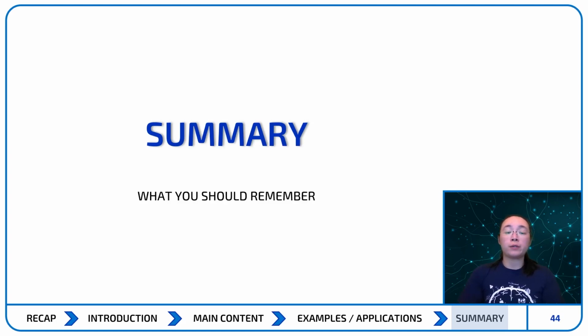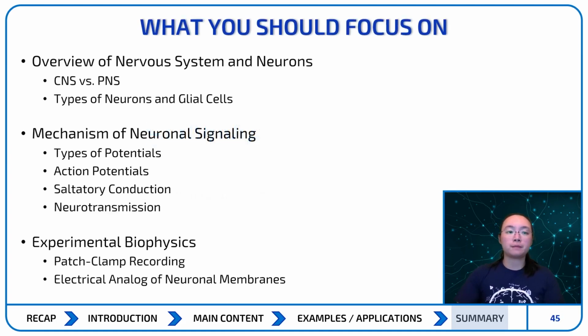Last, we want to go through a summary of what you should remember. We did talk a lot about the nervous system and the neurons. You should know about the differences between the central nervous system and the peripheral nervous system. You should also know about different types of neurons and glial cells. We focused a lot on the mechanism of neuronal signaling, so that means the types of potentials that provide a membrane potential: the Donnan potential, the Goldman-Hodgkin-Katz potential, as well as the Nernst potential.